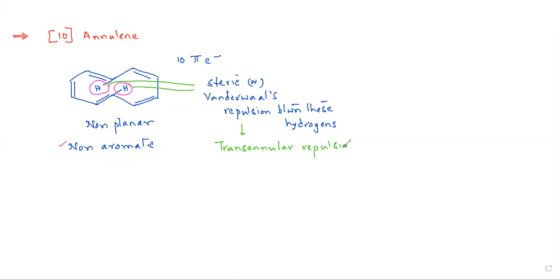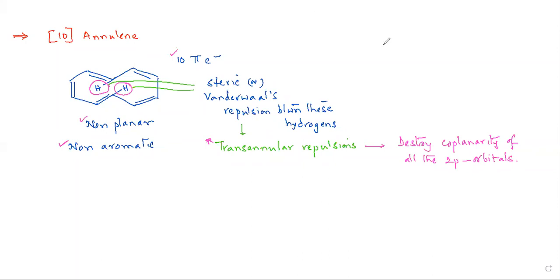Now, these transannular repulsions, in fact, destroy the coplanarity of all the 2p orbitals. This is the issue, because of which it has become non-planar, so it is non-aromatic. Though it has 10 pi electrons, it is non-aromatic.